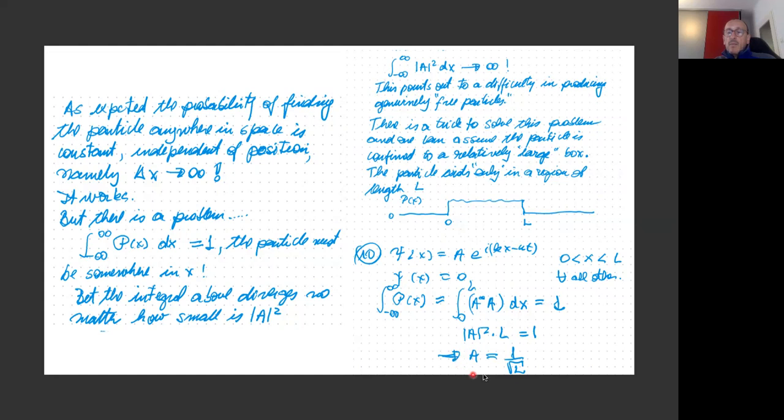So my normalizing constant should be 1 over the length of the box. We call it a box, even though it is one dimension. The length of the box makes sense, because when the length goes to infinity, this thing goes to 0. So the only thing I have to do to avoid this infinity problem is to normalize it within a reasonably large region of space in order to get numbers that make sense.